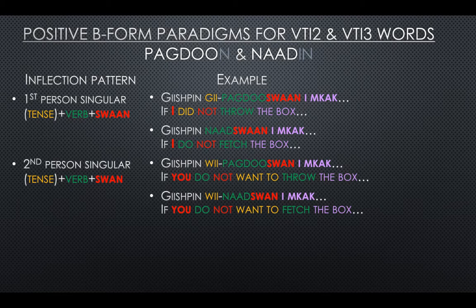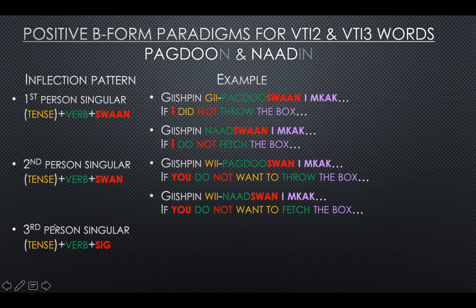Next, gishben we nod swan imkuk. If you do not want to fetch the box. So gishben, if we want to nod in or nod, fetch. Swan is you and the negative. Imkuk, the box.